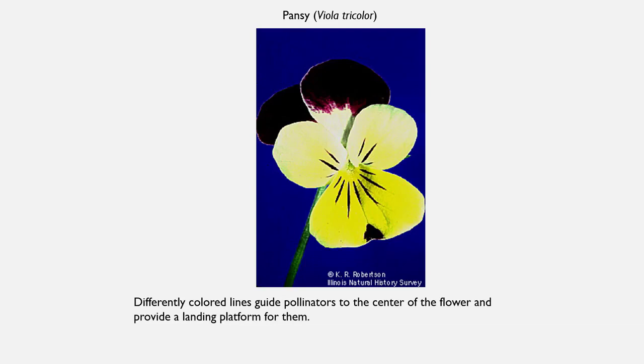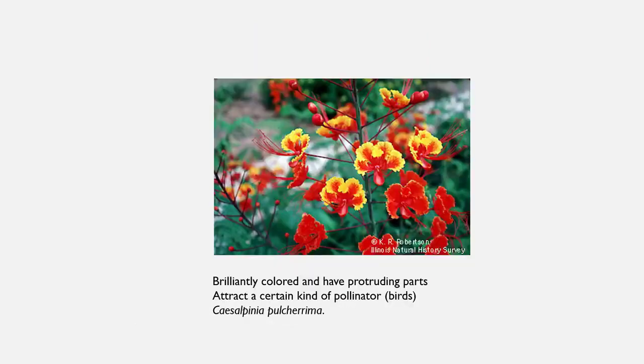Okay, so when you've got differently colored lines, it helps guide pollinators to the center of the flower and provides a perfect landing platform for them. And there are some plants that are brightly colored with protruding parts so they can attract a certain type of pollinator, in this case, birds.